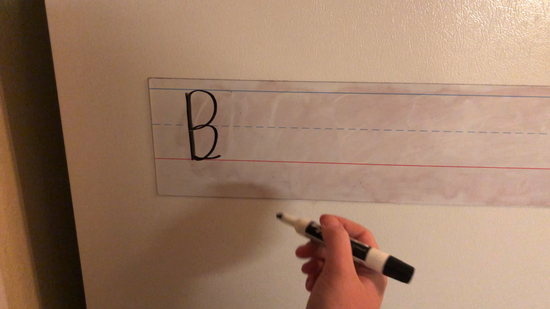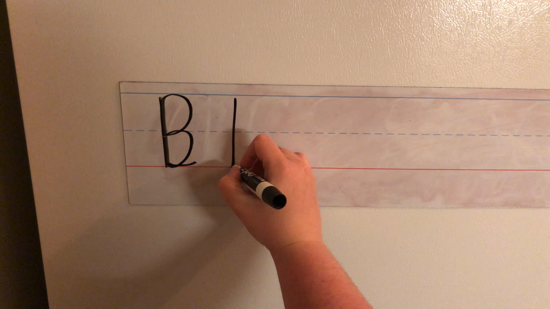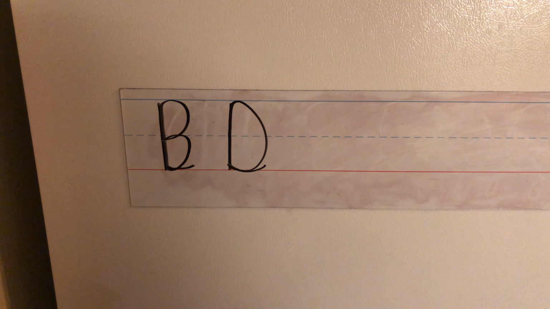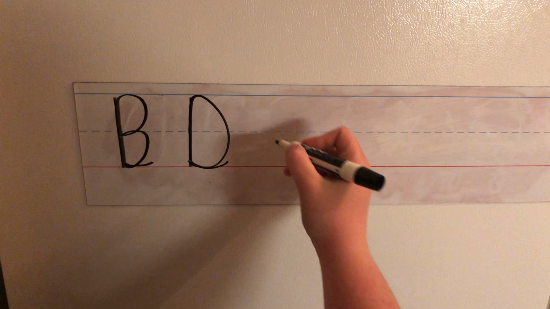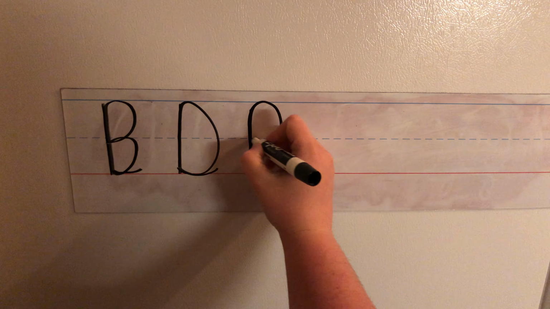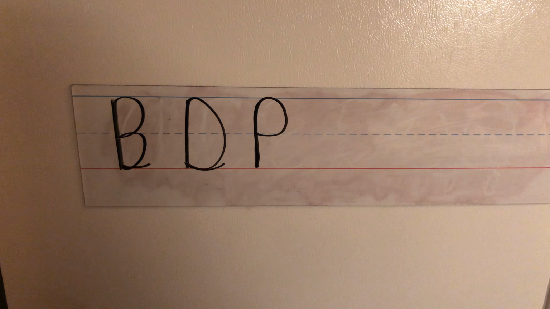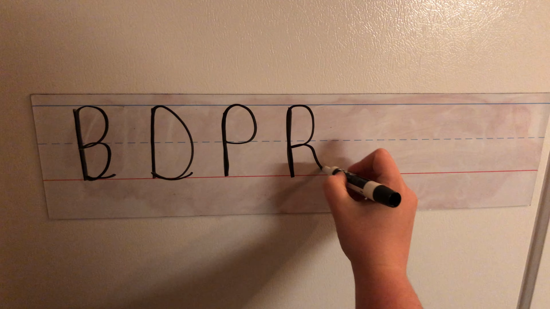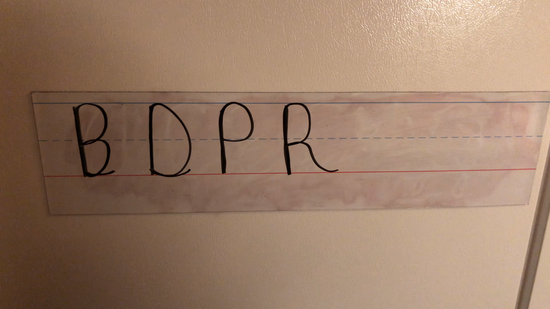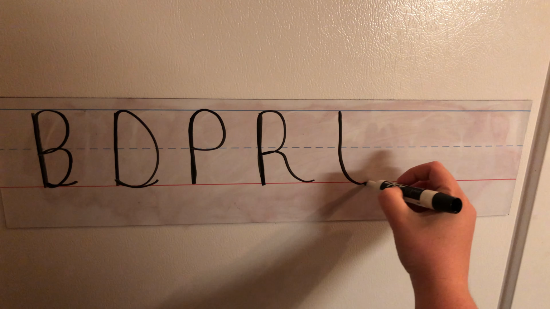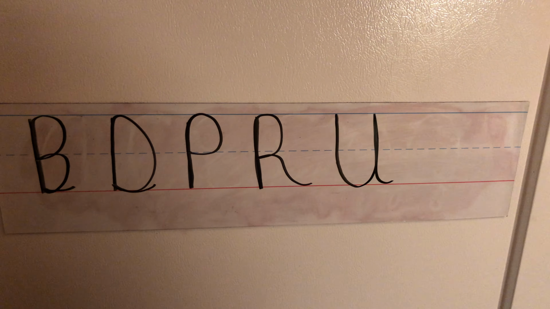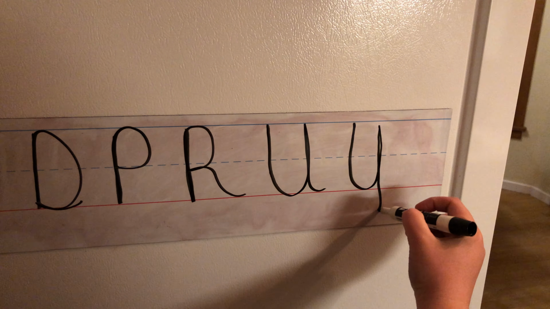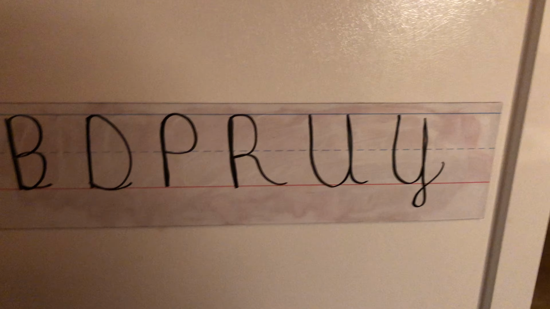The next one is a D. Did not lift my marker. The next one is a P. P is the same as in manuscript. An R. A U. And a Y. Go down past the red baseline and end in an upswing.